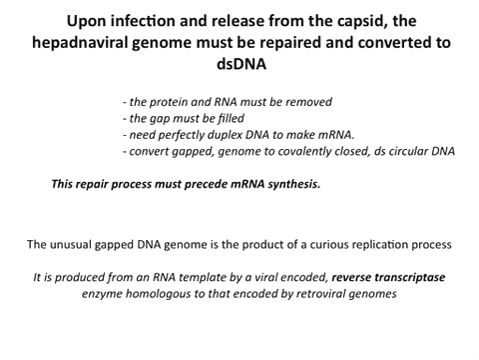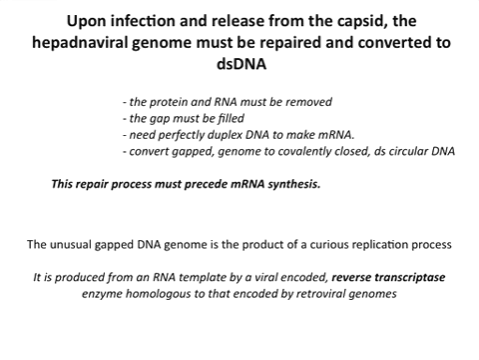So you have to make this genome completely double-stranded in order to make mRNA. And to do that, you have to take off the protein and the RNA. You have to fill in the gap and make perfectly duplex DNA, and you have to make it covalently closed circular DNA as well. So all of this is a repair process that precedes mRNA synthesis.